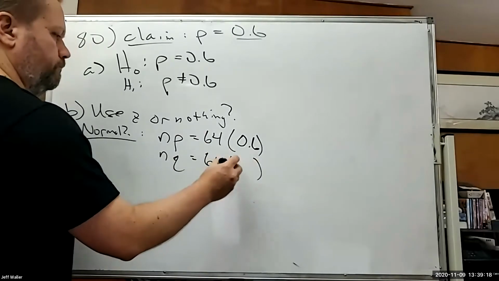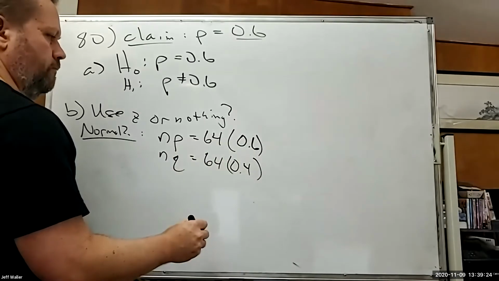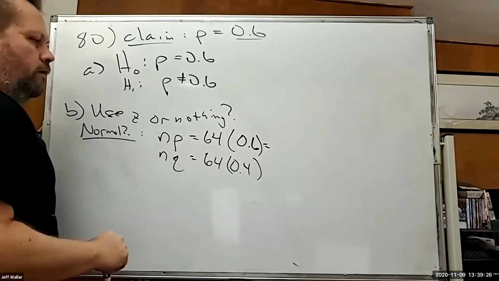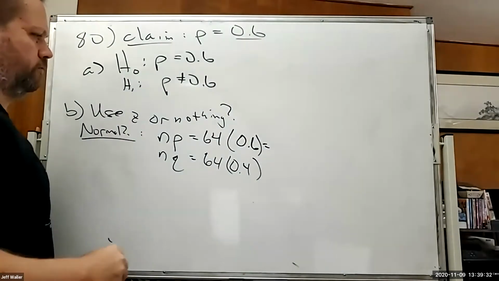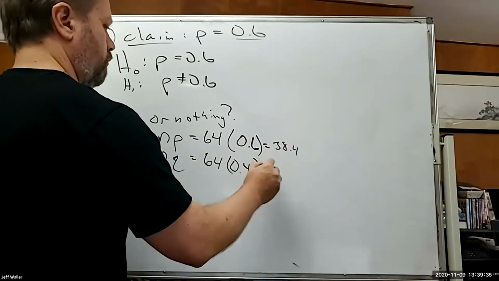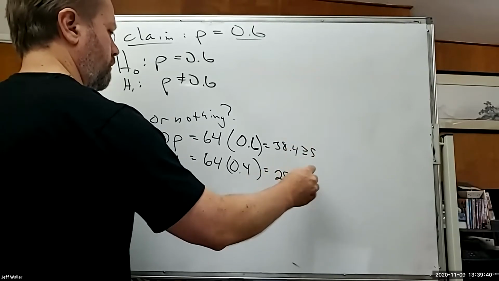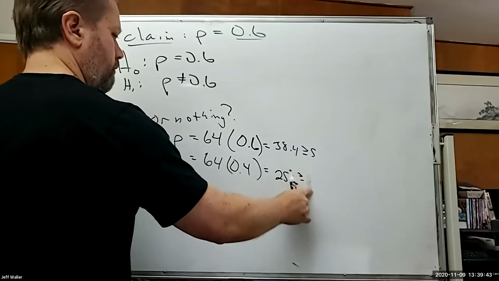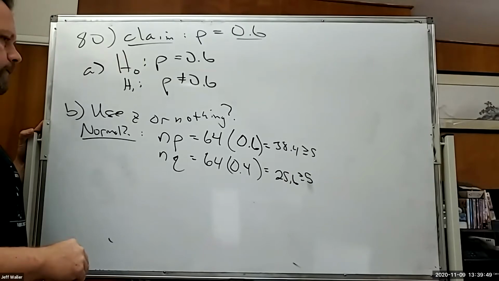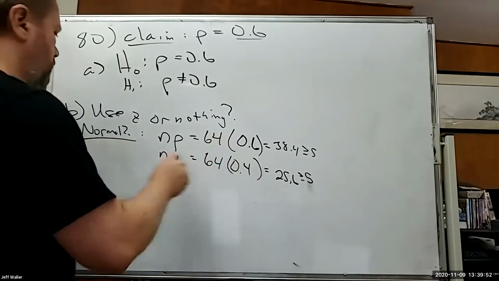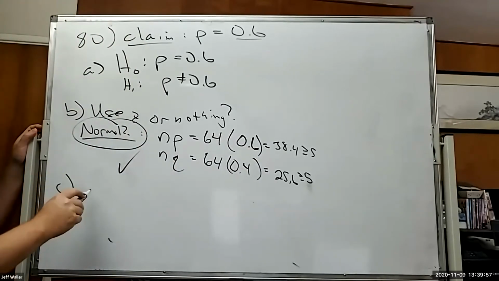What's Q? 0.4. I like it. So NP is 38.4. Yes. Which makes NQ 25.6. Yes. All right, cool. I like it. So that means that it is normal enough. Check. So now I can set up my rejection region.